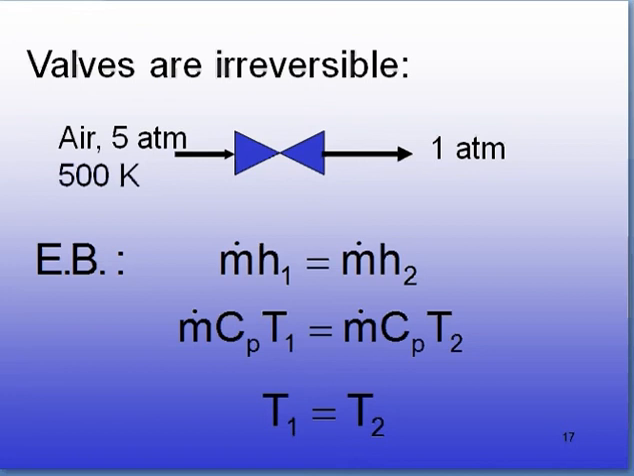You recall the energy balance on the valve gives us mass times H1 equals mass out times H2. Or if we treat it as an ideal gas, such as the air that we have here, then m Cp T1 equals m Cp T2, or T1 equals T2 for the ideal gas going through the valve.